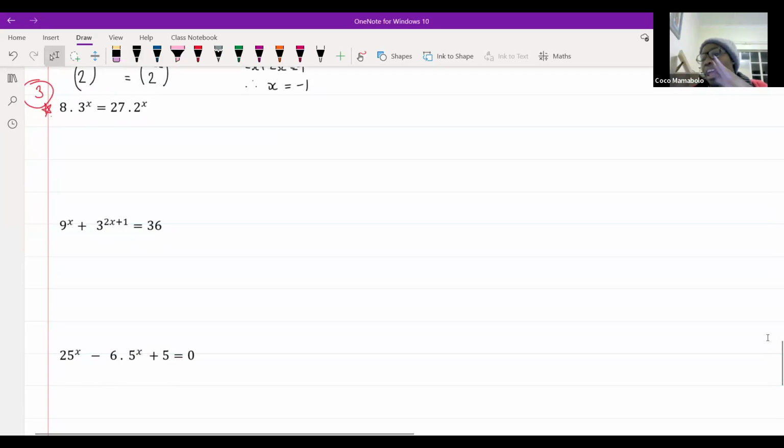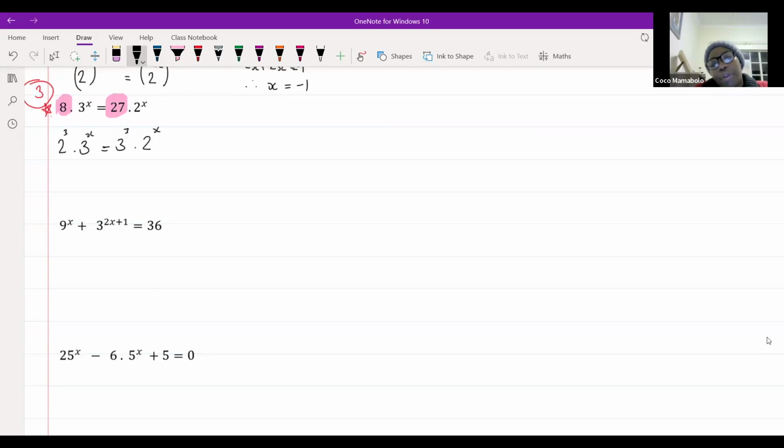Okay. So there are 2 different ways that we can solve for this question. First thing we can do is take 8 and write it as a product of its prime factors, and take 27 and write it as a product of its prime factors. So I can write 8 as 2 cubed times 3 to the x is equal to 27, which is 3 cubed, times 2 to the x.